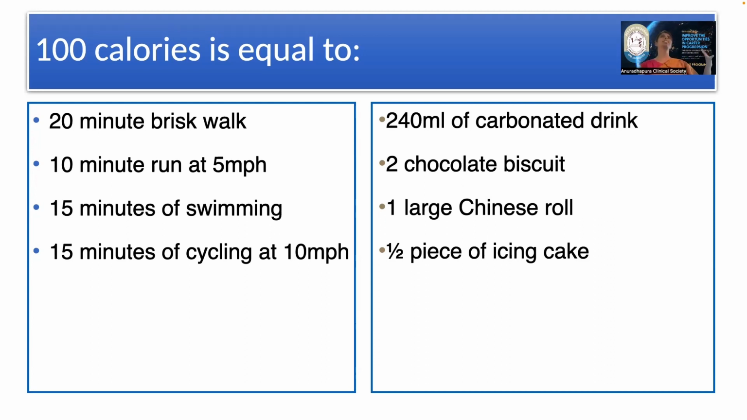easily gained. And a Chinese roll, more than 100, 150. And half a piece of icing cake, again more than 100 calories. So that is why we can't lose weight with exercise alone. That is why diet is important.